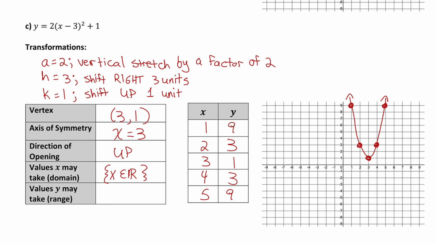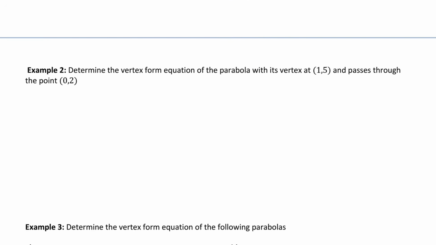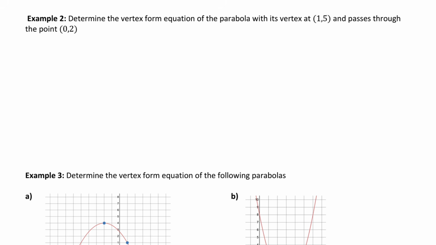And then from this graph, I can see that the y values of this parabola are always at the y coordinate of the vertex, 1, or above. So I'll say y can be any real number given y is greater than or equal to 1. And now let's do a question where we do a bit of the opposite. This time I'm going to describe the graph to you and we come up with the vertex form equation. Remember, the vertex form equation always looks like this.